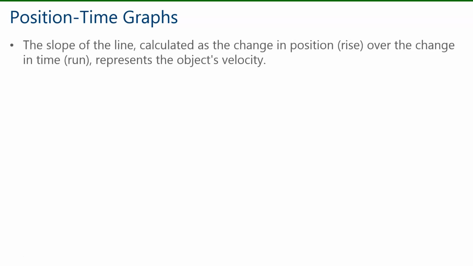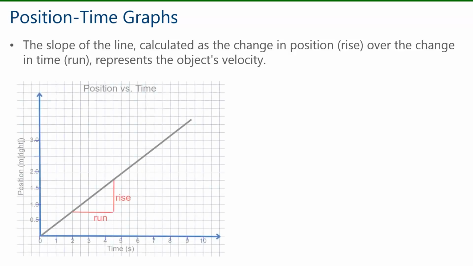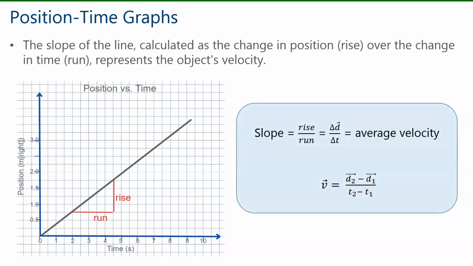The slope of the line, calculated as the change in position, rise, over the change in time, run, represents the object's velocity. So the formula for slope is rise over run, which is the same as the change in displacement over change in time, which gives us the average velocity.